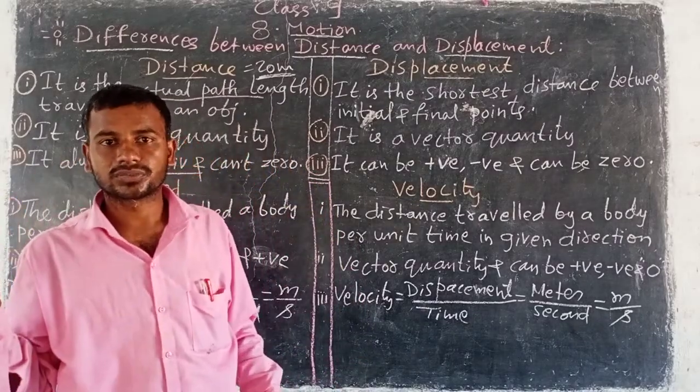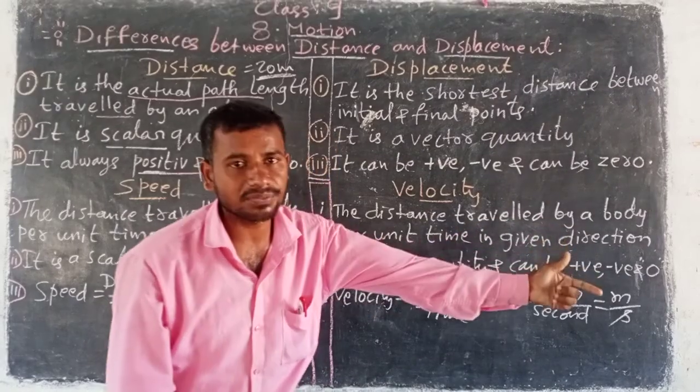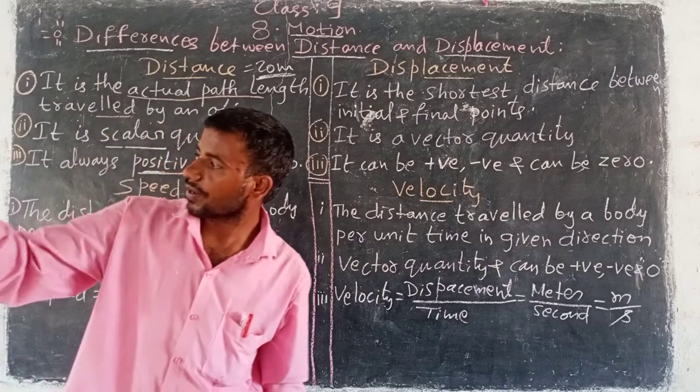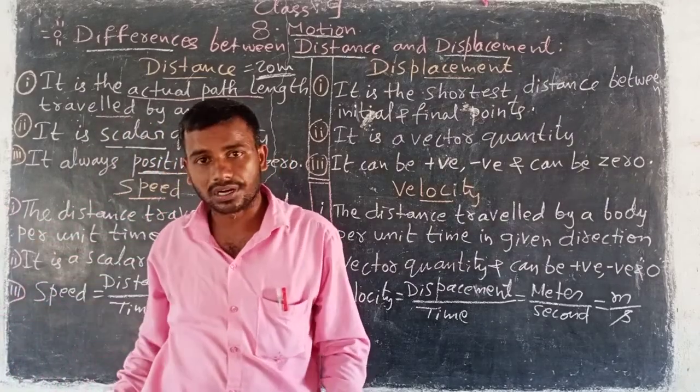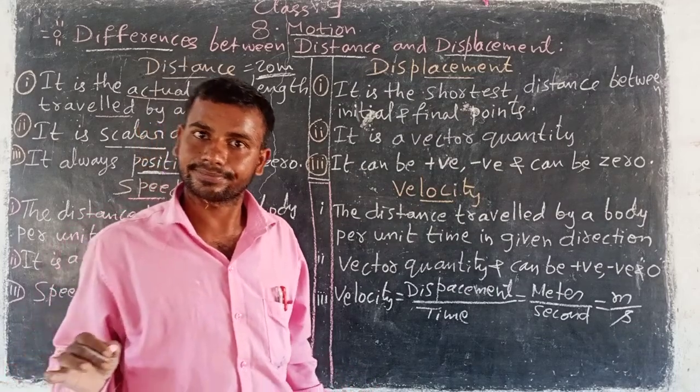Only positive. Why? Because I traveled from here to there: 0 to 2.5 meters, 2.5 to 5 meters, 5 to 5, again 5, again 5 to 2.5. It means 20 meters I traveled, not 0 meters.